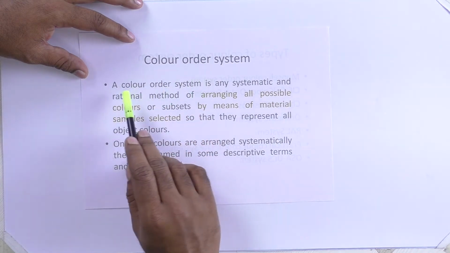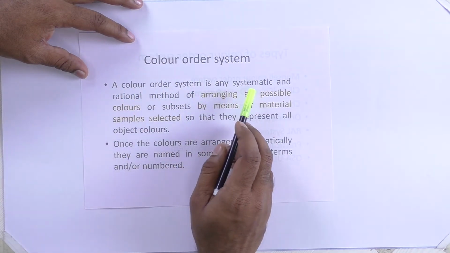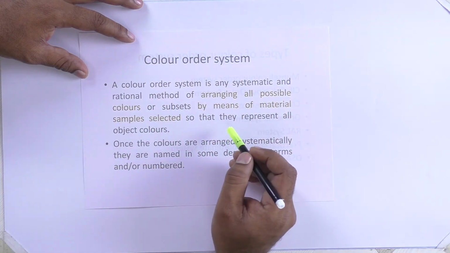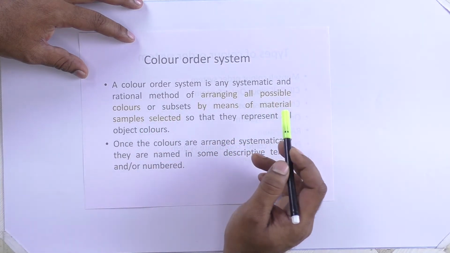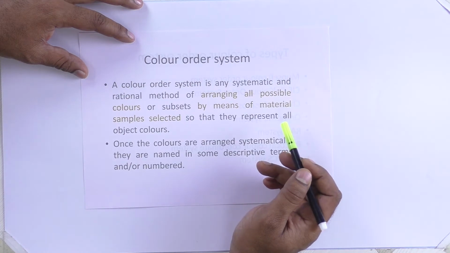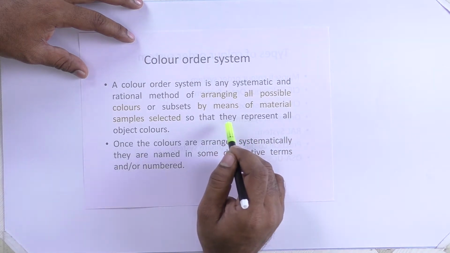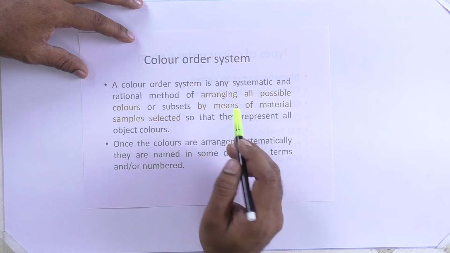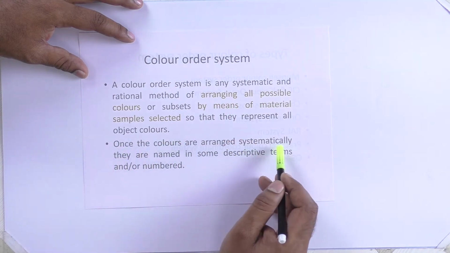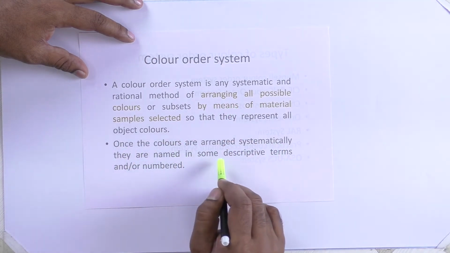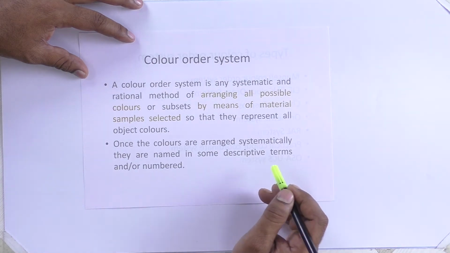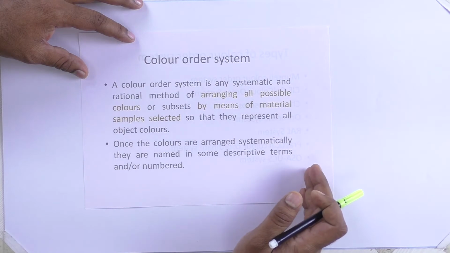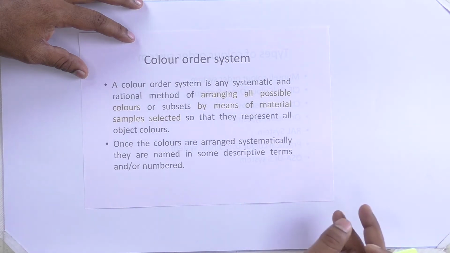A color order system is a systematic and rational method of arranging all the colors, or a subset, by means of material samples selected so that they represent all the object colors in numerical value. Once the colors are arranged systematically, they are named and descriptive terms are numbered. So each color has its own number, and based on the number, the colors are selected.